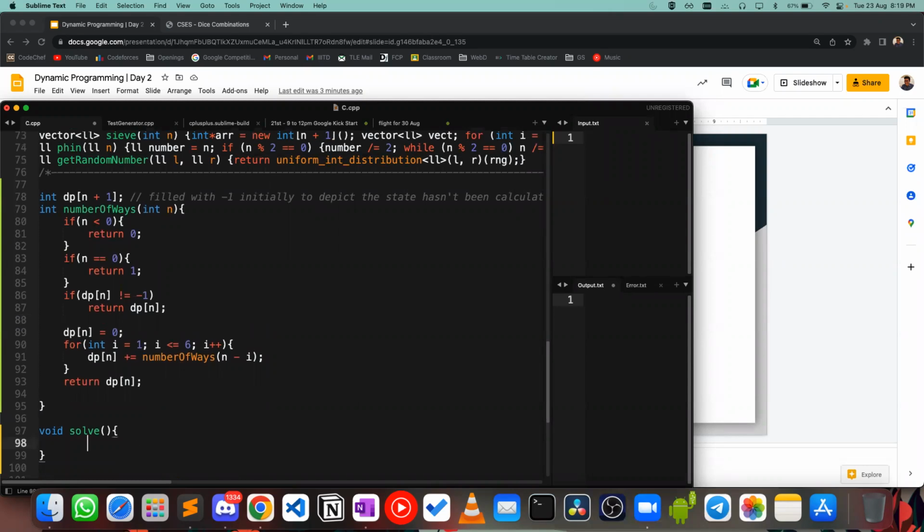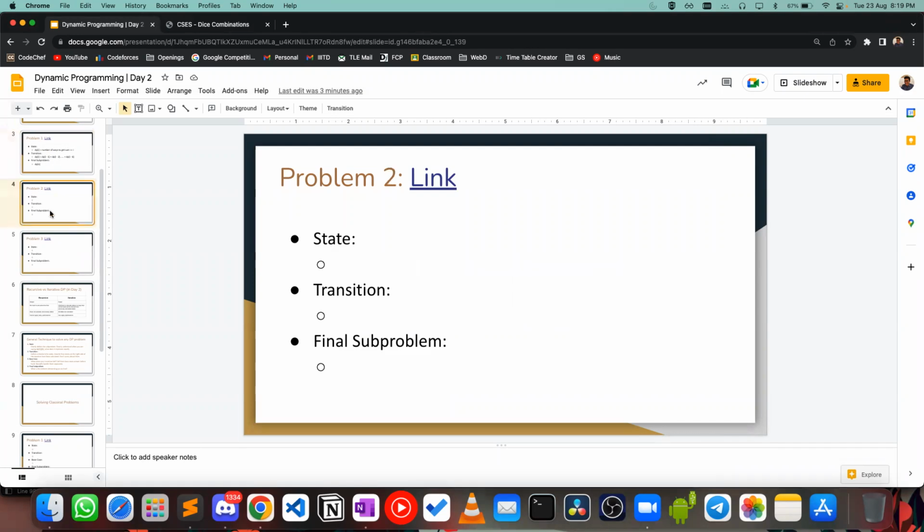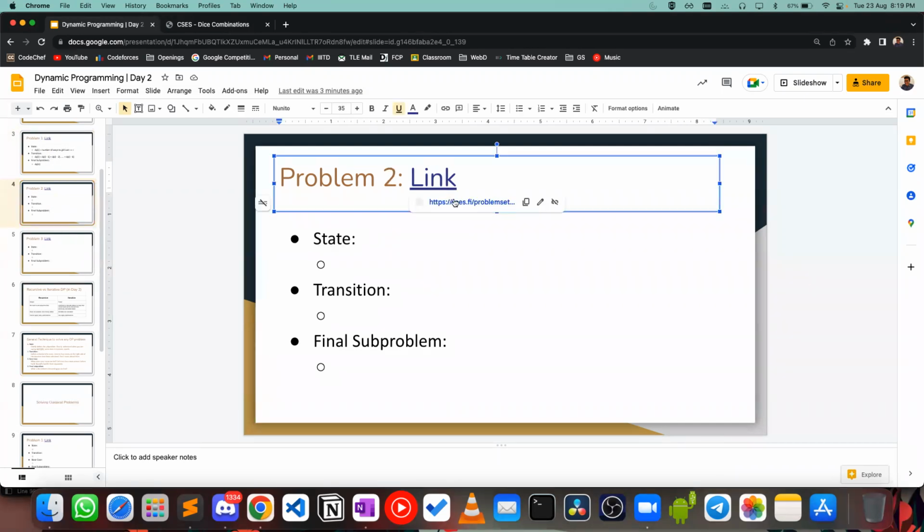Any doubts in this? All we have to do is call numberOfWays, and this is what we have to do, right? So yeah, I think this is good enough. We have a state, we have a transition, we have a final subproblem. Now for the next problem, you guys will have to give me a state, a transition, and a final subproblem. Okay.